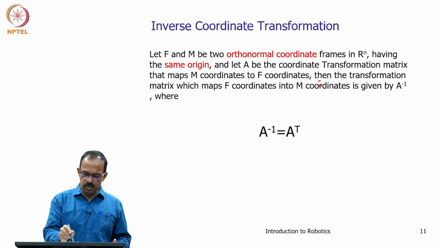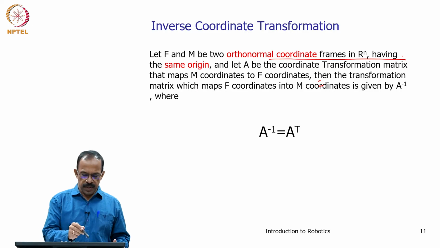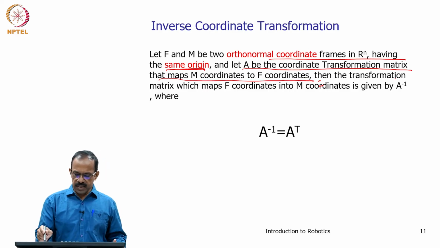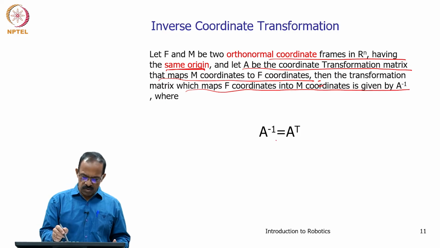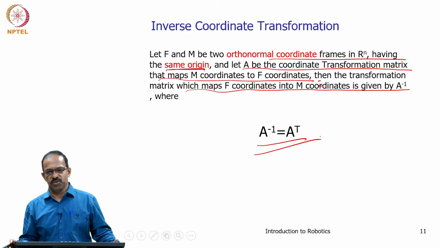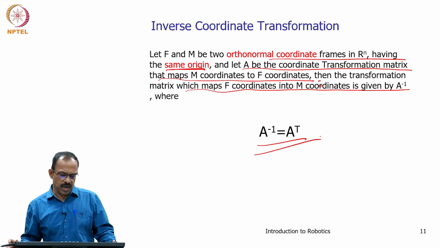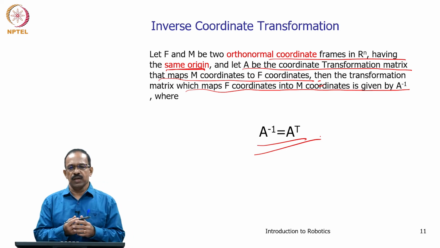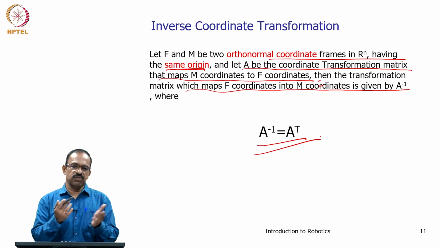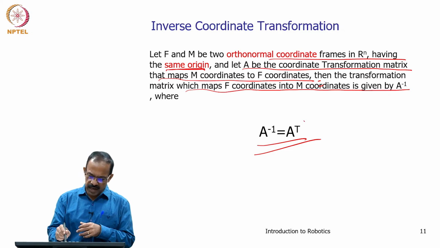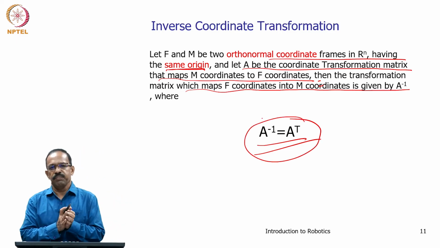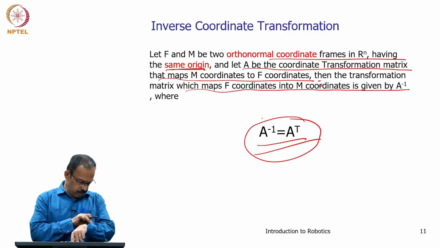So, if F and M are orthogonal coordinates in Rn having the same origin and let A be the coordinate transformation matrix that maps M coordinates to F coordinates, then the transformation matrix which maps F coordinates to M coordinates is given by A inverse, where A inverse is equal to A transpose. So, if you know A, you can use the A transpose to get the inverse coordinate transformation, provided both the frames are at the same origin. That is the inverse coordinate transformation matrix.